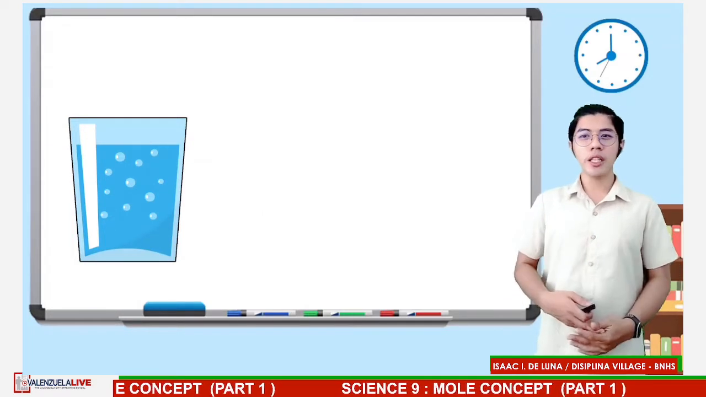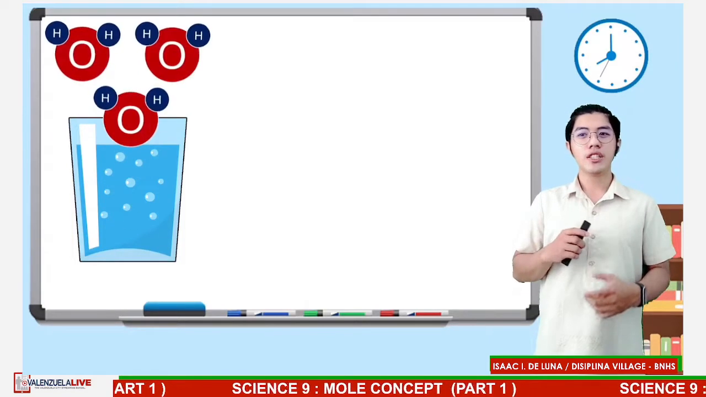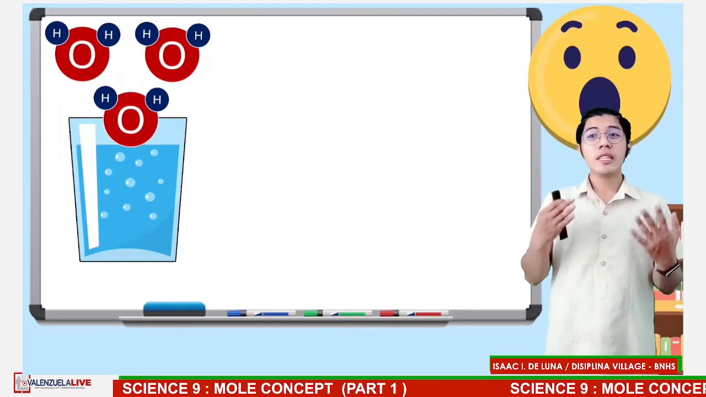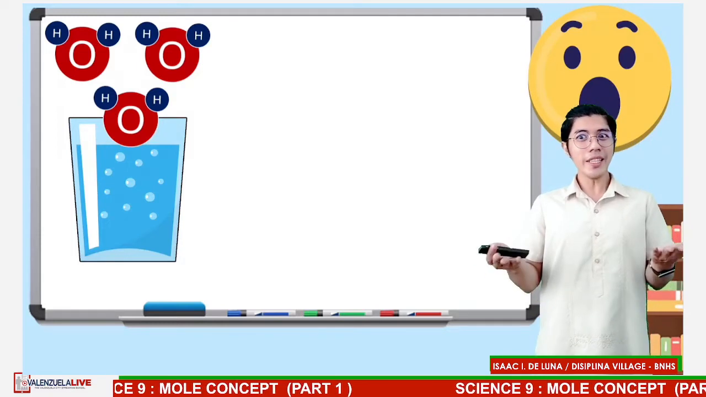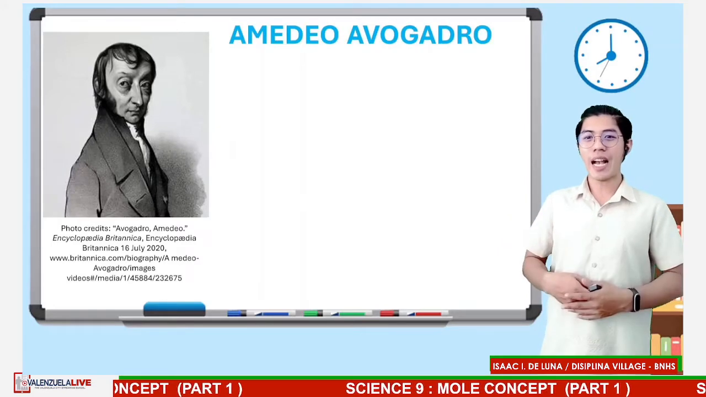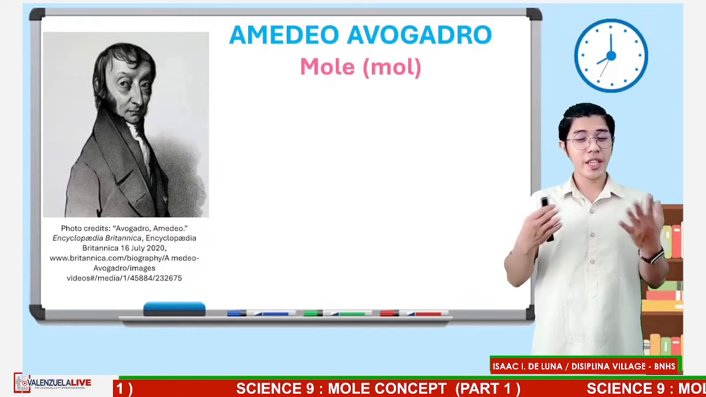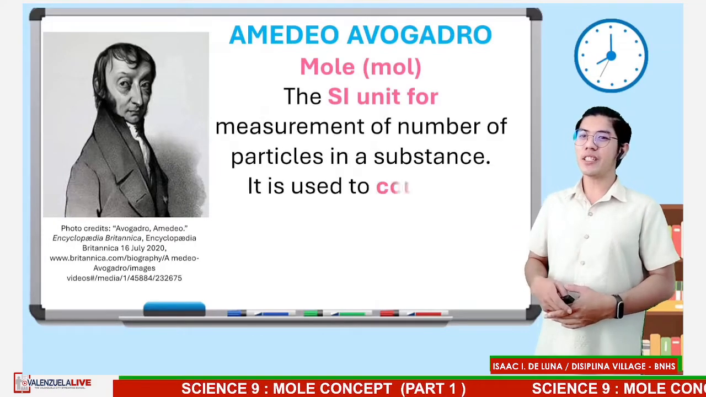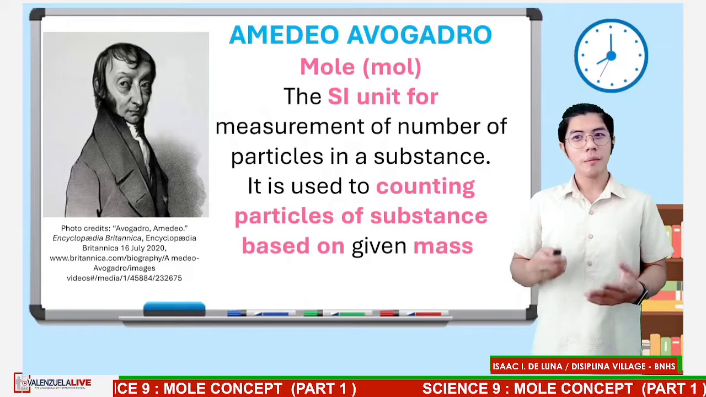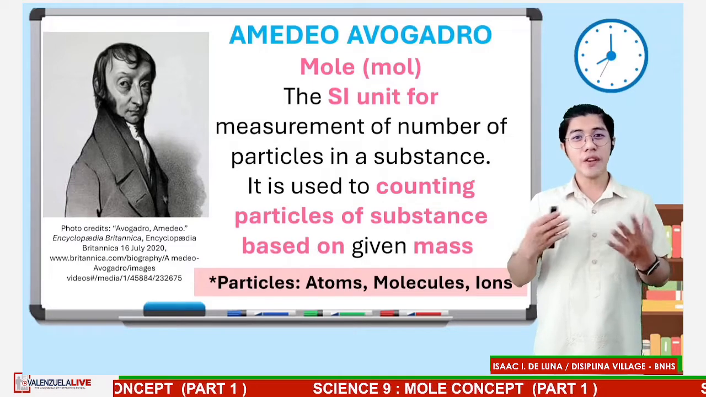Particles like atoms and molecules are definitely smaller than mere droplets of water. However, did you know that determining the number of atoms and molecules of given substances is easier to do? How can it be? Well, that is thanks to Amedeo Avogadro, the one who pioneered the unit mole, which is the international standard unit for the number of particles in a substance. Particles can refer to atoms, molecules, and even ions.